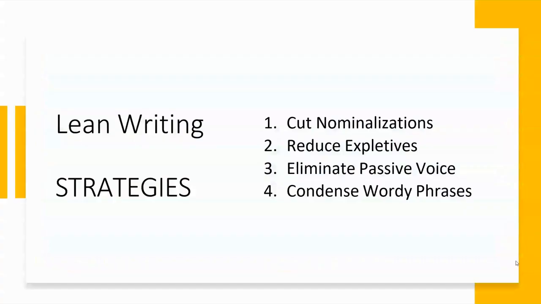These are some lean writing strategies we're going to talk about today. Step 1, cut nominalizations. Step 2, reduce expletives, and not the type that you're probably thinking about. Step 3, eliminate passive voice. And step 4, condense wordy phrases. So let's take a look at what that means.